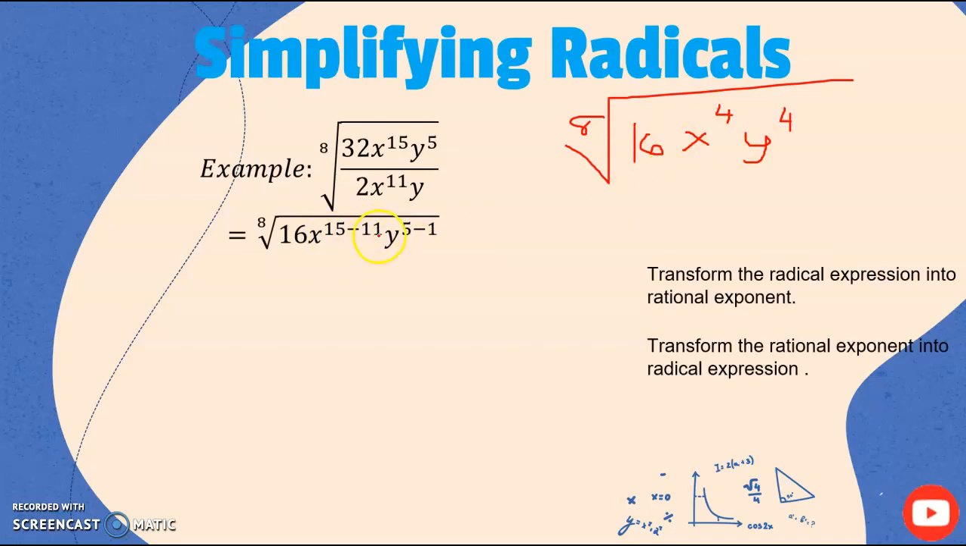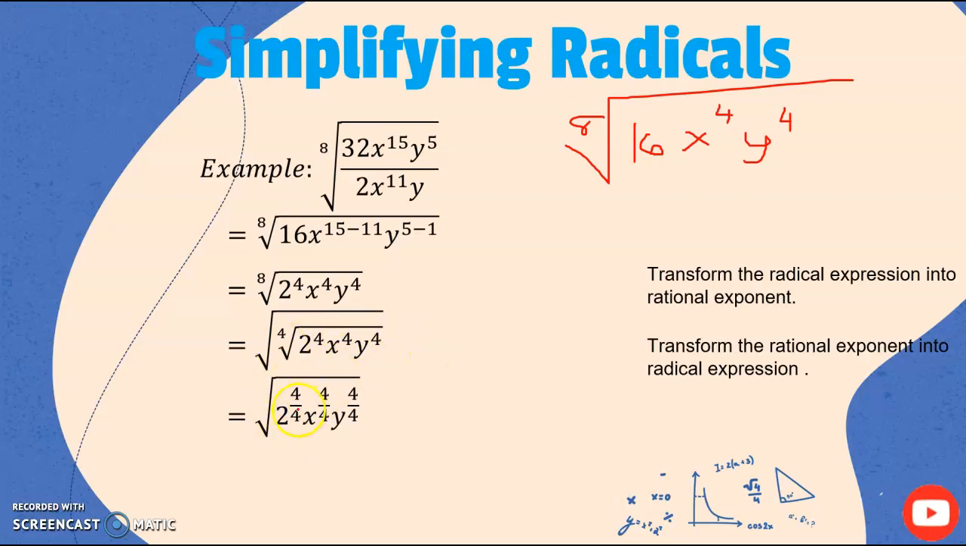Kita nyo to, 15 minus 11, 5 minus 1. So, take note that 16 can be rewritten as 2 to the power of 4, di ba? So, we have to rewrite like that. And take note that the exponents are the same, which is 4 now. And also, 8 is divisible by 4. Therefore, our radical inside is 4th root. What will be left here? So, it will be a square root because 8 divided by 4 is 2. So it's going to be square root of 4th root of 2 to the power of 4, x to the power of 4, y to the power of 4.